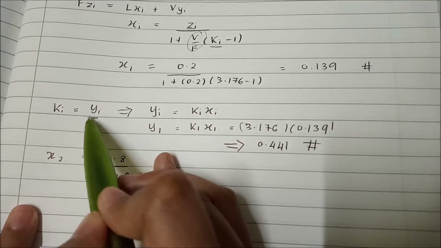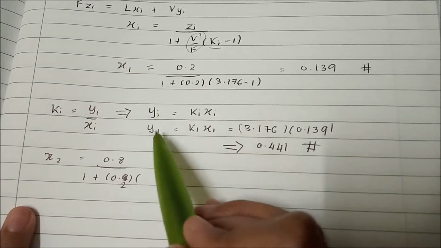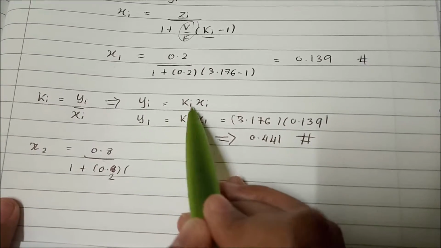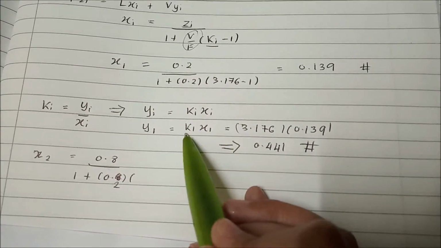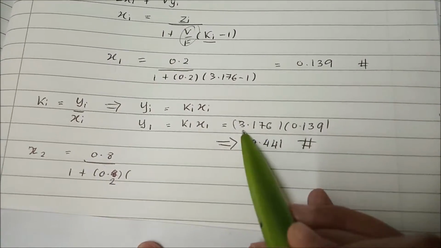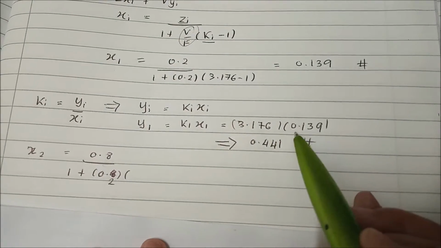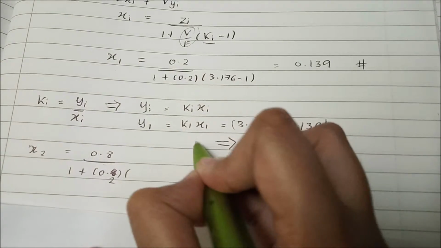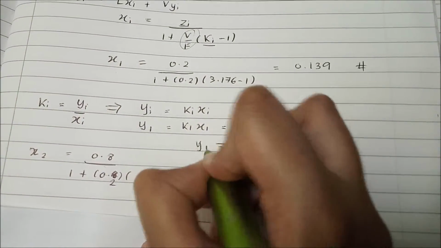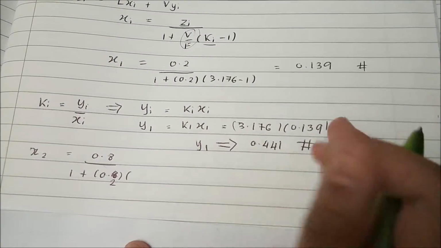Okay, to find our vapor composition, we already know that the K ratio is equal to the vapor fraction divided by the liquid fraction. So rearranging, Yi is equal to Ki times Xi. Ki here and Xi here, which is 3.176 times 0.139. So we get Y1 equal to 0.441.